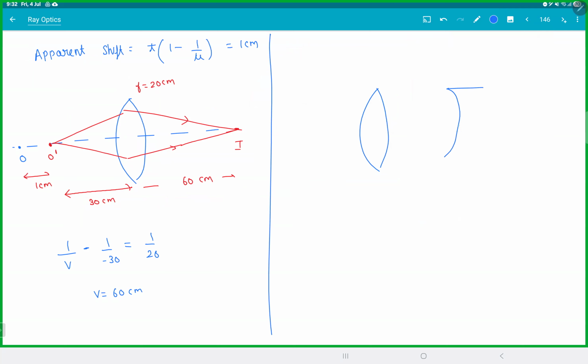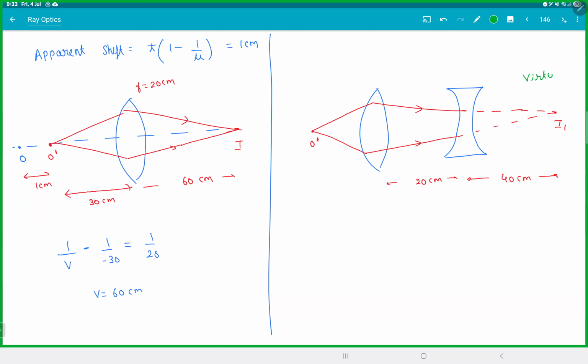This is what I was saying. The light rays were supposed to meet at 60, but this guy is coming and blocking in the middle. So the lens will think light rays are coming from O dash, and they're trying to go here and meet somewhere here. Let's call it I1. That is 60 centimeters. So this will be 40 centimeters and this will be 20 centimeters. Is this making sense? So this I1 is actually a virtual object for the biconcave lens.